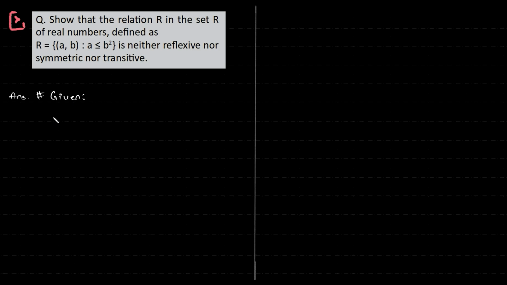We have R, which is equal to (a, b) such that a is less than or equal to b squared, where a and b belong to the real numbers. Now, what kind of values will satisfy this? Pretty much most of it, like 4 and say 5. So (4, 5): 4 is less than or equal to 5 squared.